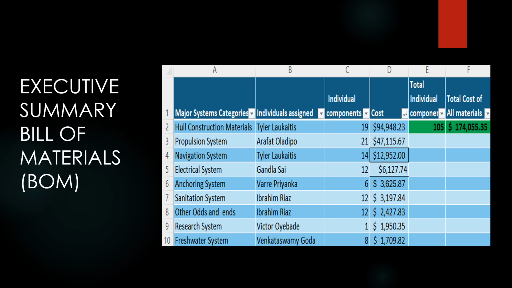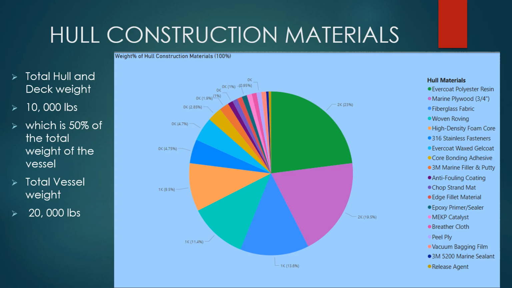Let's go into more detail on each of these major system categories. For the hull construction materials, we have a total of 19 different components, ranging from the Evercoat polyester, which is the largest share at 23%, to the release agent. We assume the total hull and deck weight is 10,000 pounds, which is 50% of the total vessel, so we are assuming the total vessel will be 20,000 pounds.